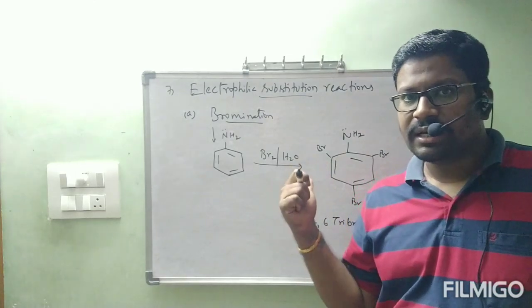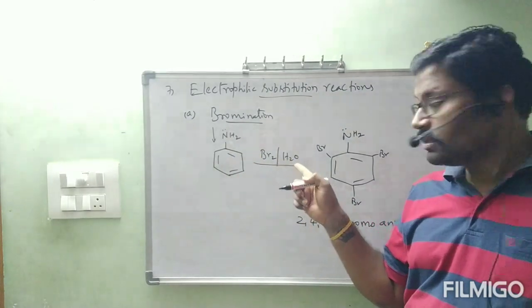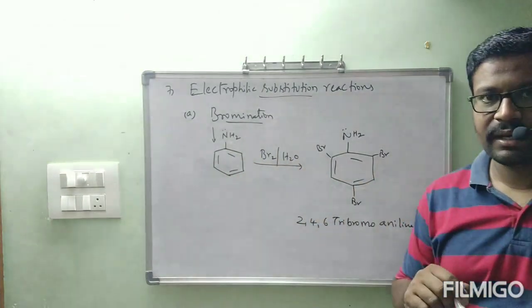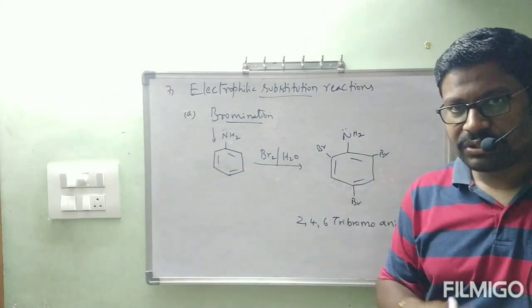Okay, ma? Till now is it clear? Now aniline directly reacts with bromine in presence of water to get 2,4,6-tribromoaniline. Okay, ma? Let us see in what way we are going to deactivate the NH2. Let us see.